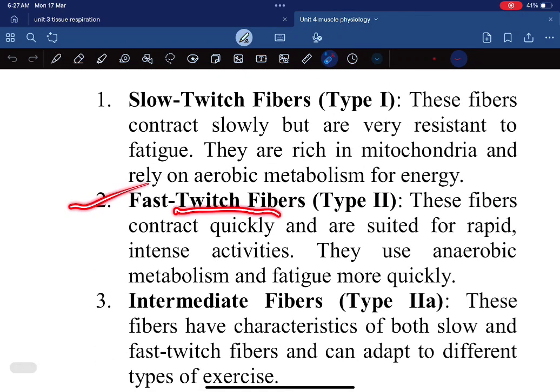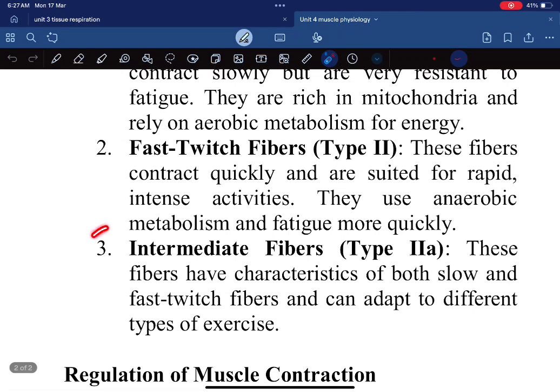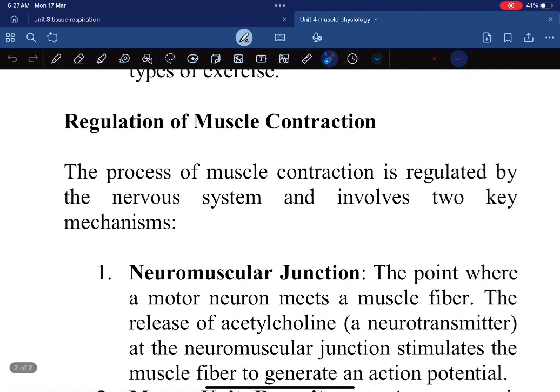Second, fast twitch fiber, type 2. This fiber contracts quickly and is suited for rapid, intense activities. They use anaerobic metabolism and fatigue more quickly. Third, intermediate fiber, type 2A. This fiber has characteristics of both slow and fast twitch fiber and can adapt to different types of exercise.